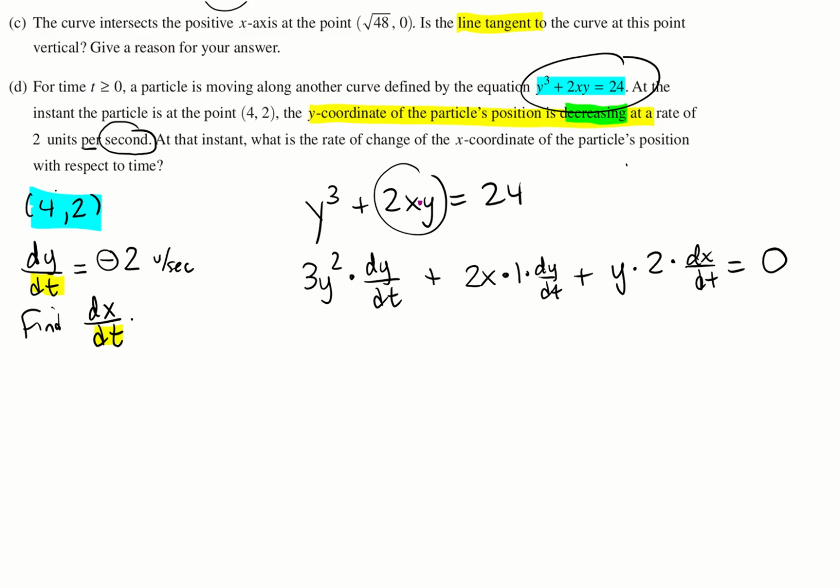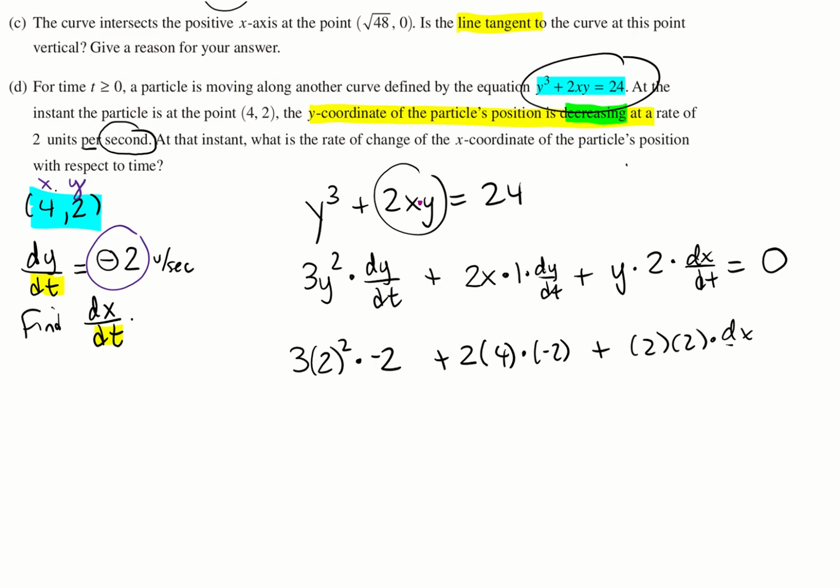We can substitute in 4 and 2 for x and y, and we can substitute in -2 for dy/dt. So as I substitute this in, this would be 3 times 2 squared times dy/dt plus 2 times x. Let's see, x was 4 times dy/dt again. Let's see, that probably means that I messed up. Let me check and see. Oh, nope, I did do that right. That's another -2.